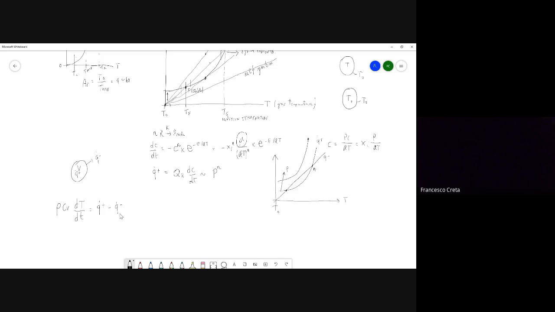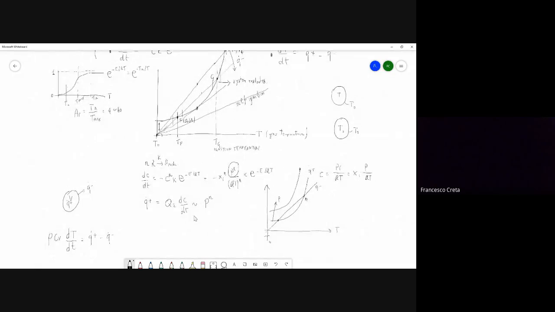loss to the surrounding. What we have seen as a very basic way of analyzing this system is simply the graph of these two functions, which you can see here. So we're not really doing any integration. We need another equation here for the concentration of the reactant. But in any case, if we graph Q plus and Q minus, we can see the stability properties of the system.